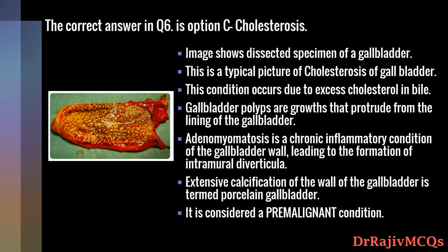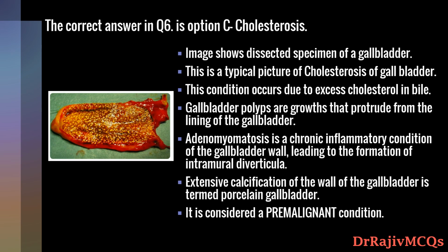The correct answer in question number 6 is option C. The given image shows a dissected specimen of gallbladder. The gallbladder has been cut open and there are yellow tiny specks in the wall of the gallbladder. This is a typical picture of cholesterosis of gallbladder, which is also known as a strawberry gallbladder.